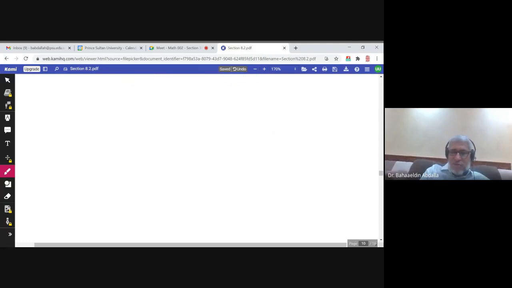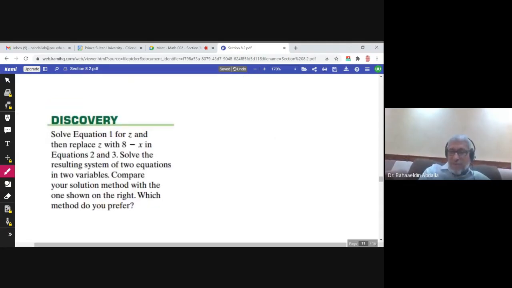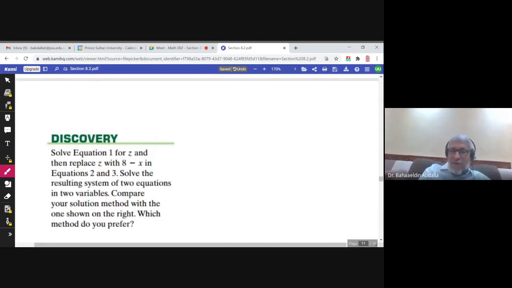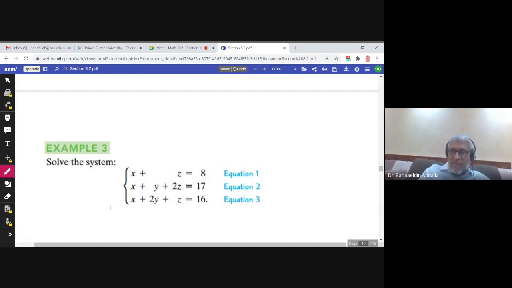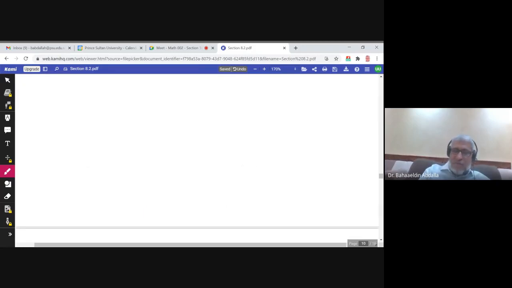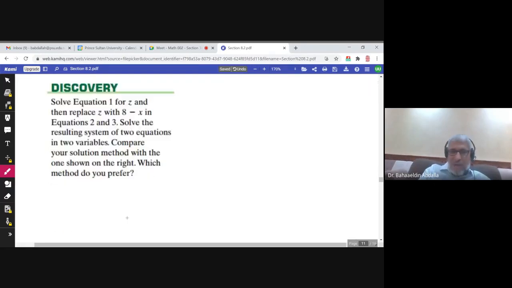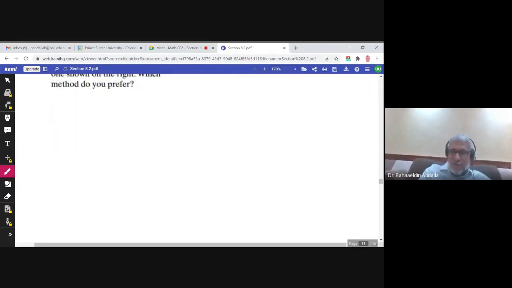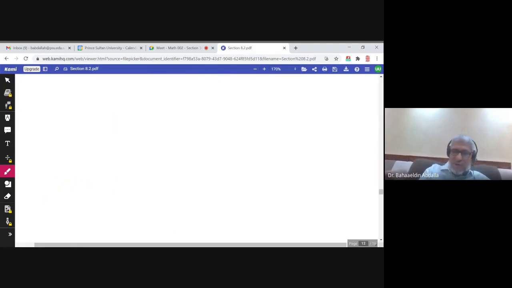Please try to solve this example. And here you have another way to solve this example. Please read it and try to do it, compare your solutions, and answer which one you prefer. There are different methods to solve a linear system. Also this one, you can do by yourself.